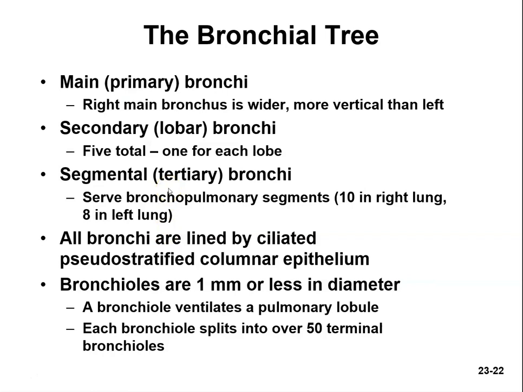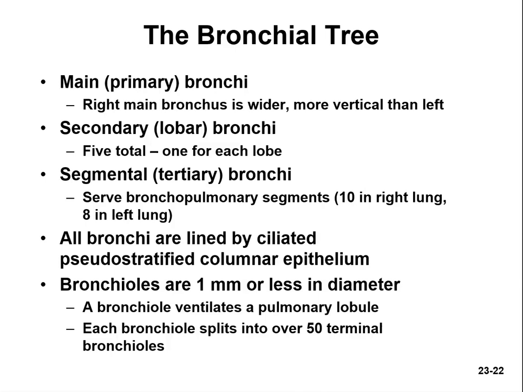So the bronchial tree, the primary bronchi, the right main bronchus is wider, more vertical than the left. That's why it can house coins and marbles and all sorts of things that kids can swallow. But then viruses like the right lower lobe as well. Secondary lobar, you have 5 total, 1 for each lobe. And then you have the tertiary segmental bronchi. They serve bronchopulmonary segments, 10 in the right and 8 in the left.